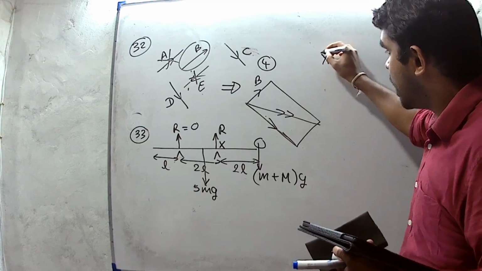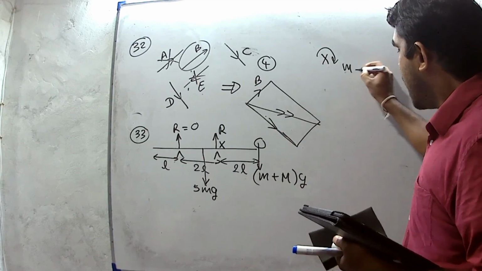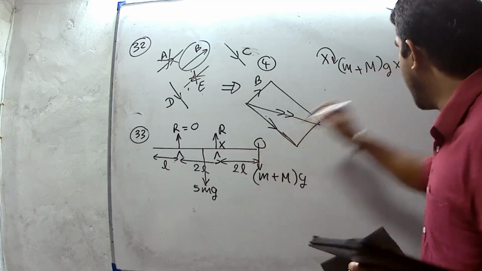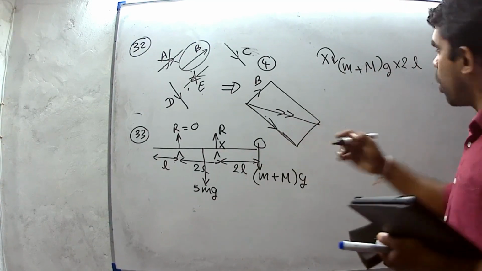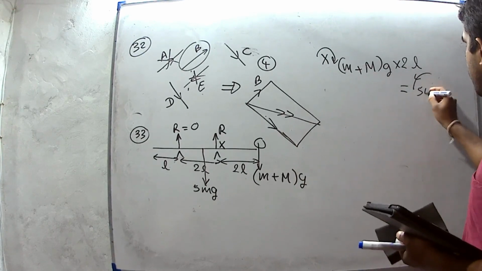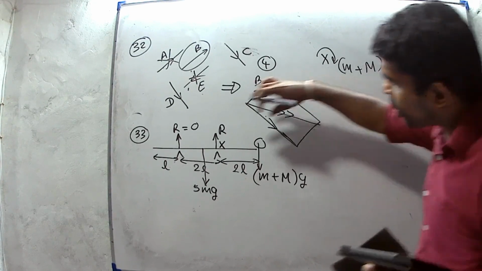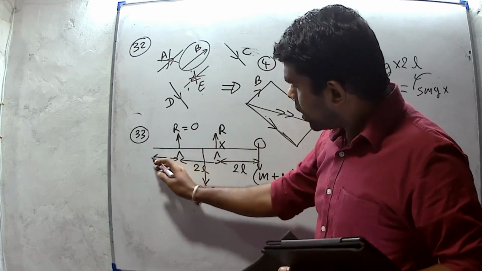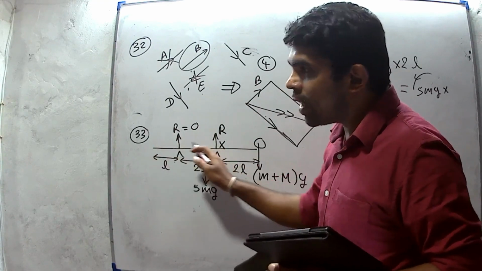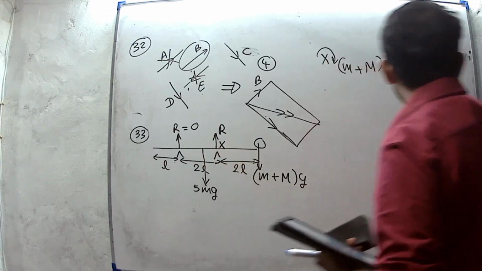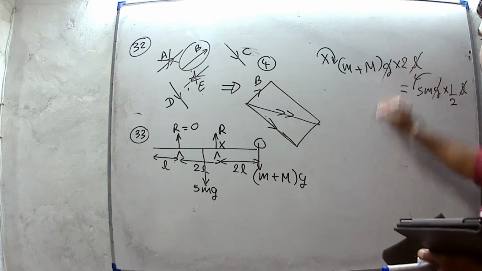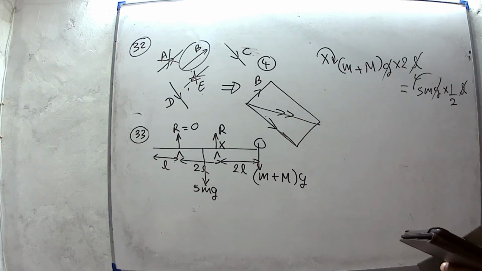Then I will consider torque around point X: (m plus capital M) g into 2L. It is the clockwise torque. It should be equal to the counterclockwise torque, 5mg into this distance. We know that this distance is 3L and this part is 2.5L. It is the midpoint. Then this one is 0.5L, half L. Then we can cancel out the L term, g term, and we can simplify to find the value of capital M.